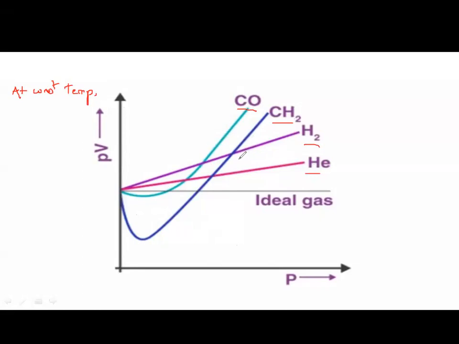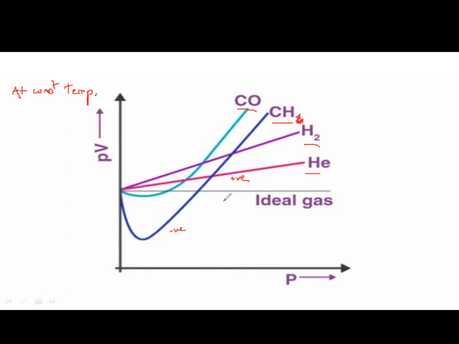Yes, from ideal behavior. In the case of hydrogen and helium, if the value of P increases, P is increasing in this direction, the value of PV is also increasing. In other cases, like CH4, this is methane, and carbon monoxide, first the value is decreasing. As P is increasing, the product PV is first decreasing. That means it is showing negative deviation. Increasing means positive deviation. So first decreasing means it is showing negative deviation from the ideal behavior.